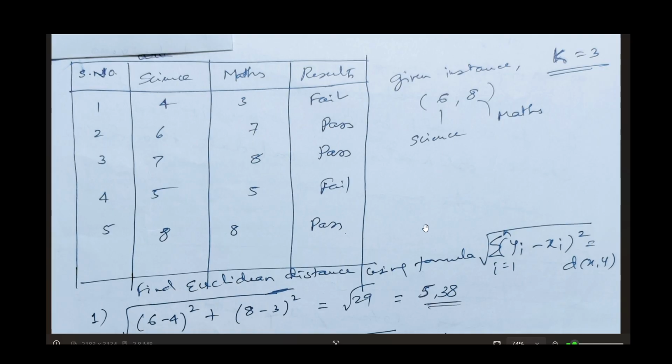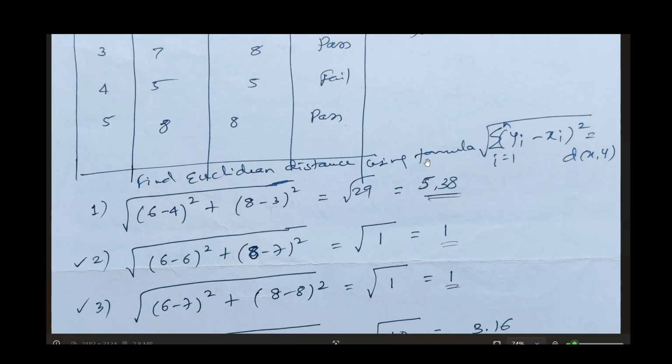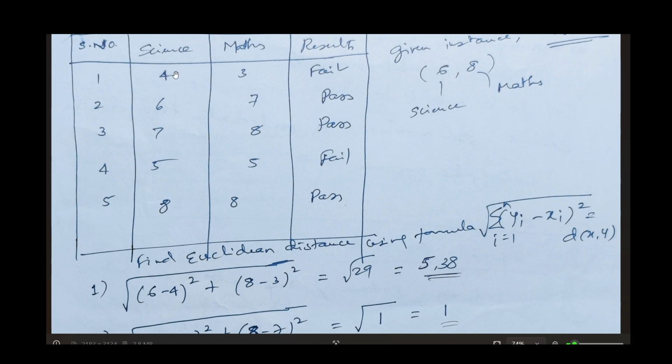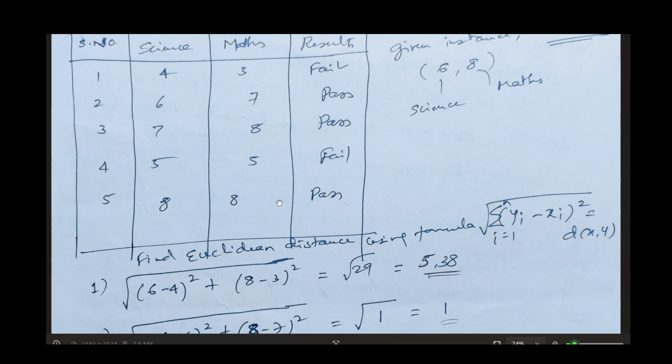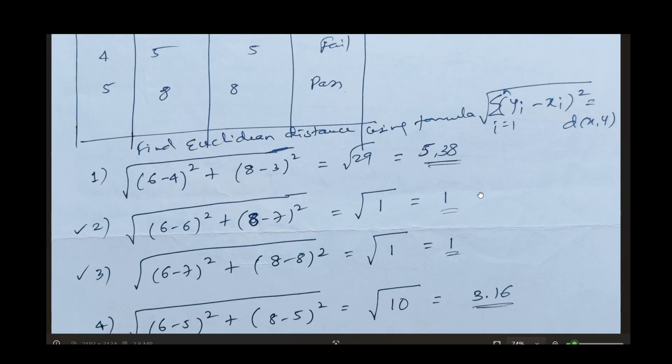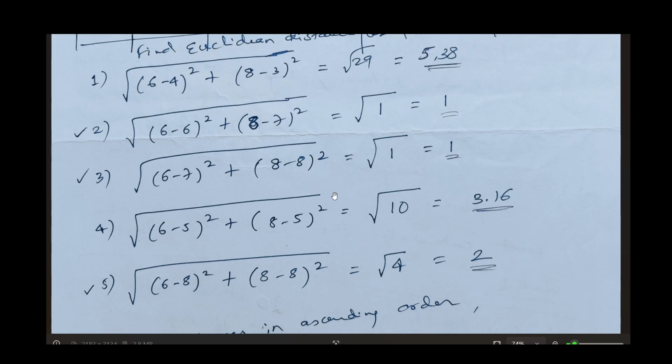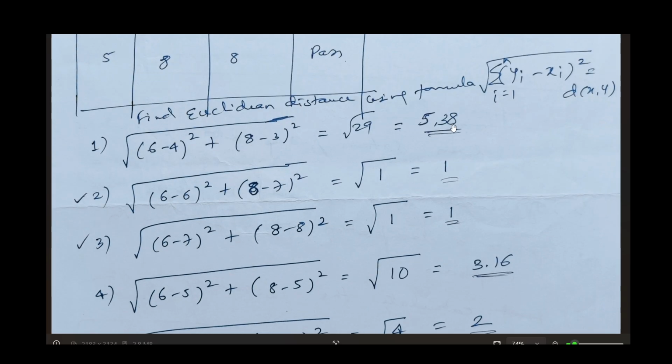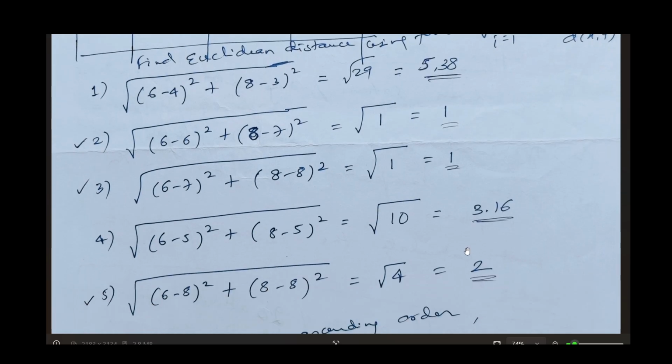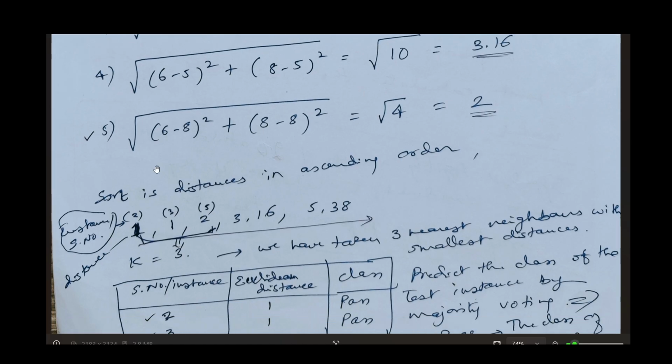As I said, there are numerous distance formulas we can use, but we will use the Euclidean distance. The formula is the square root of the summation of y minus x whole squared. Now we'll calculate the distance. So it is 6 minus 4, 8 minus 3, root of 29, which is 5.38. Similarly, we calculated it for each and every data point with this instance point. You can see here. Now we arrange this in ascending order: 1, 1, 2, 3.16, 5.38.